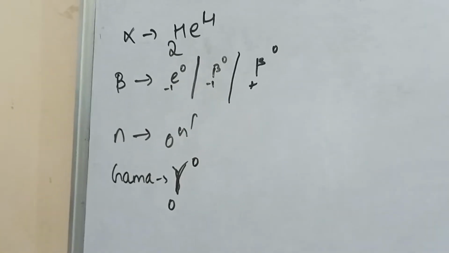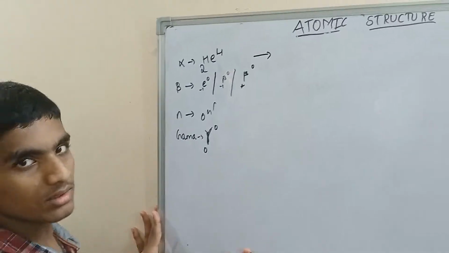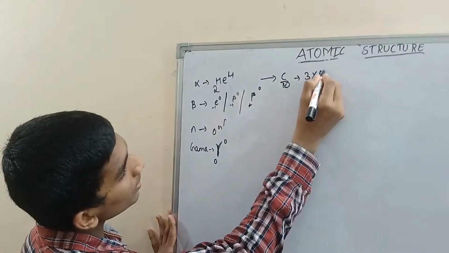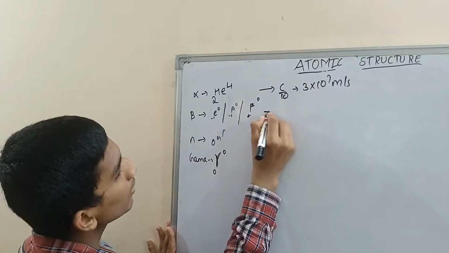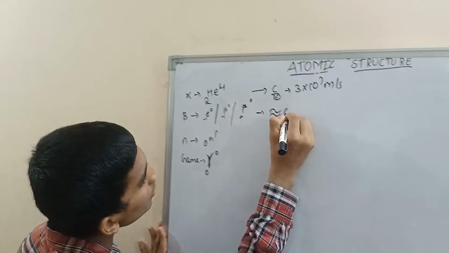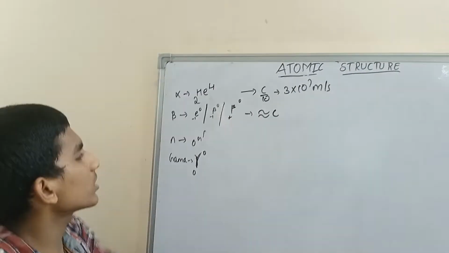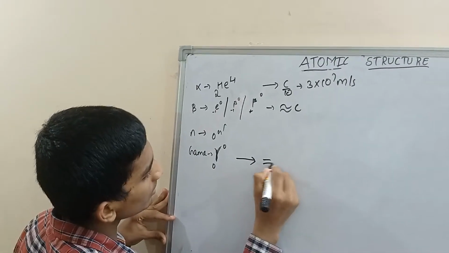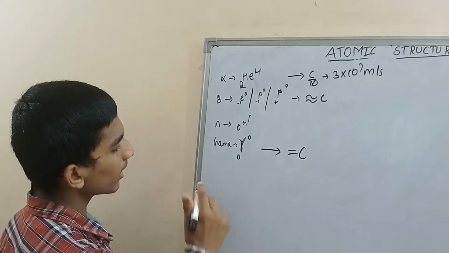Okay. What is the velocity? For alpha, C by 10 means 3 into 10 power 7 meter per second. For beta, it's nearly equal to C. Means it is having velocity of nearly equal to light velocity. Gamma equals the speed of light. Highest velocity in both.